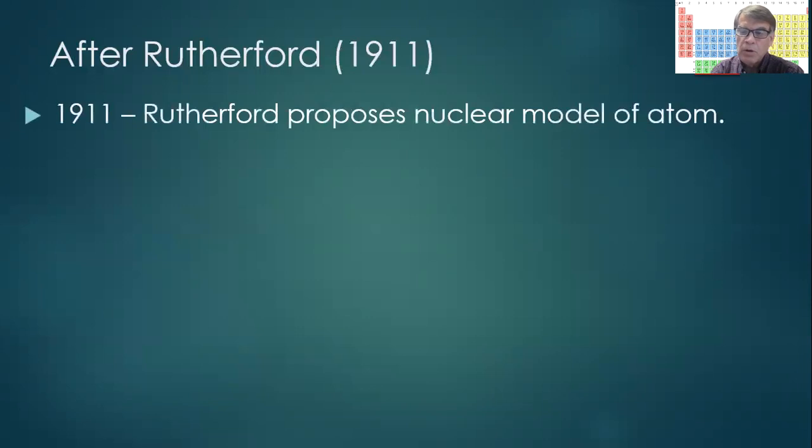Well, you might remember from chapter 2 that in 1911, Ernest Rutherford proposed a nuclear model of the atom. Before him, J.J. Thomson had proposed a plum pudding model of the atom, where you have a blob with electrons in it, like raisins in a pudding. He discovered electrons.